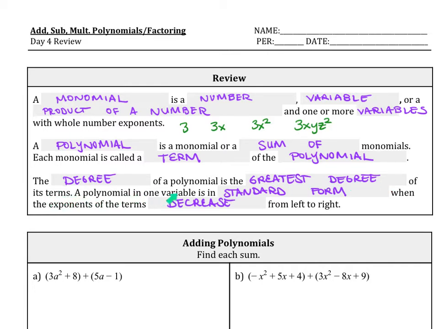So a polynomial in one variable is in standard form when the exponents of the terms decrease from left to right. So degree, if we look at this polynomial here, the degree is the greatest degree, so it's degree 2. These are also degree 2. Now it's in standard form when the exponents decrease. So for example, we would have x to the 4th plus 3x to the 3rd minus 2x squared minus 5 or something like that. So notice that the exponents decrease, and so that is in standard form.